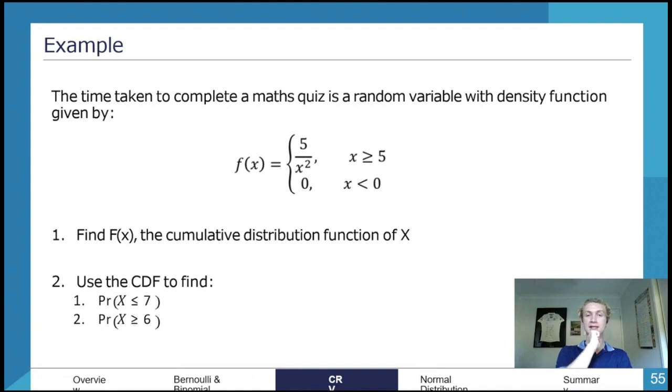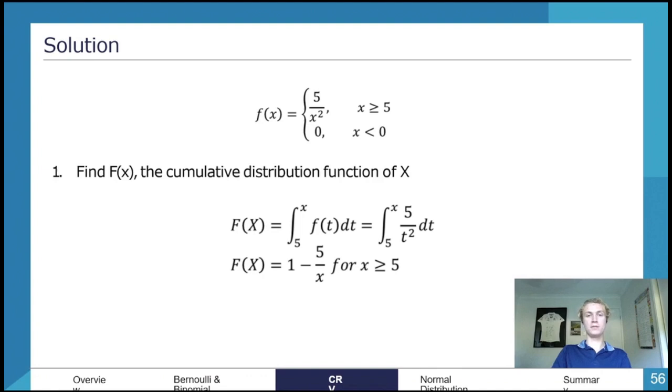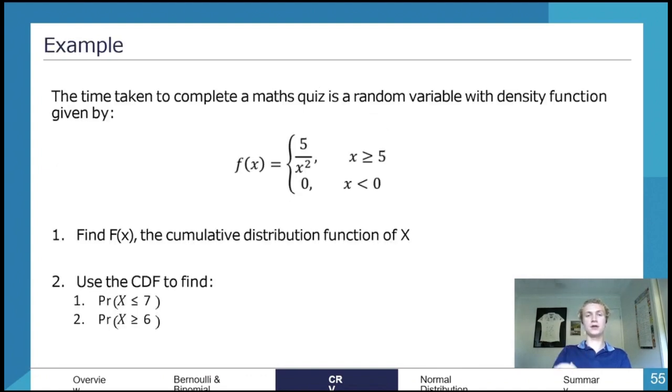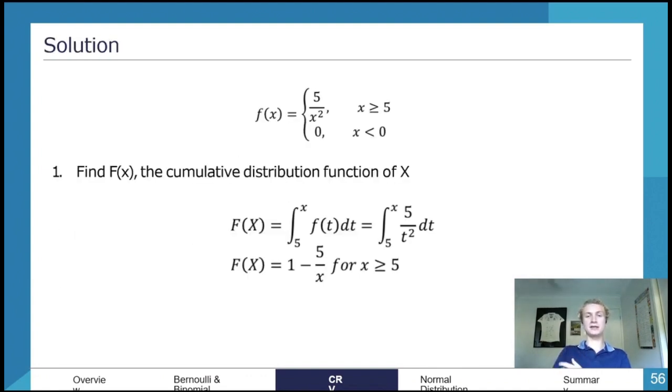And then we sub x in as a variable in that integral. So we actually integrate between the lower bound, which was 5, and the upper bound, which is now x. And we integrate in terms of t. And then that'll give us a function where we can sub in different values of x, which is pretty cool.